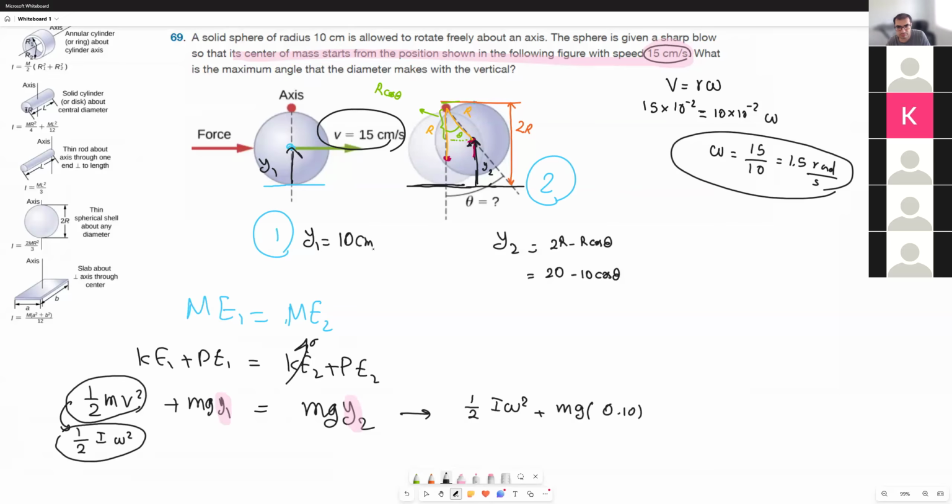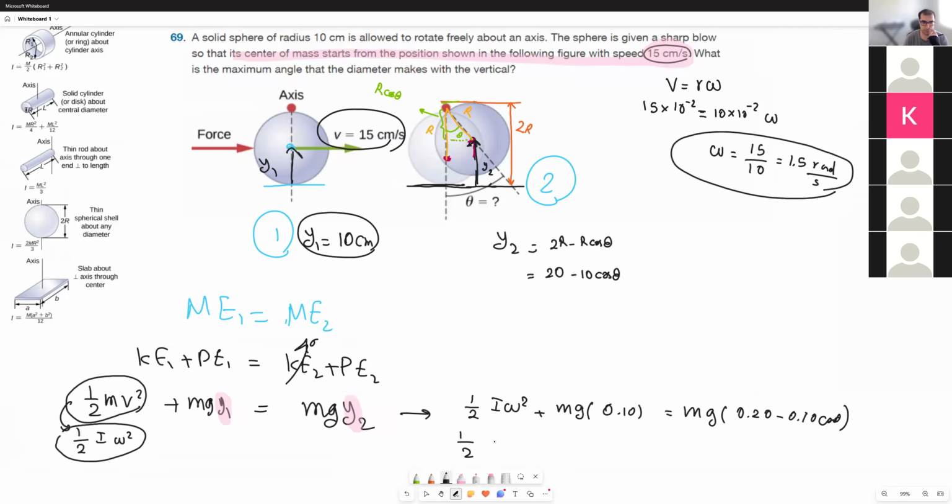mgy1, 0.10, equals mgy2, 0.20. I converted to meters. 0.20 minus 0.10 cos theta. And this is going to give me half.